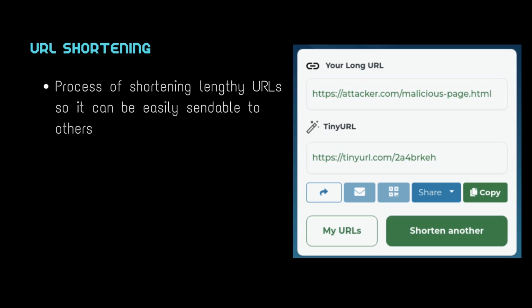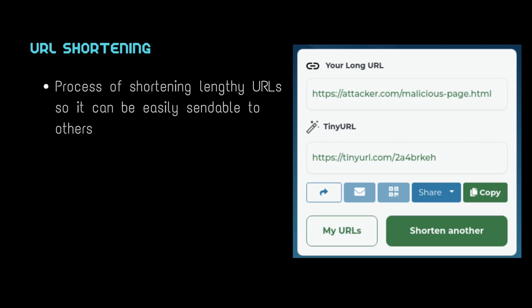URL shortening is the process of shortening lengthy URLs so that they can be easily sent to others. Since URL shortening hides the original URL, a person clicking the shortened URL has no idea where he will be redirected to upon clicking the URL.